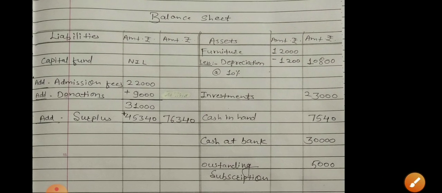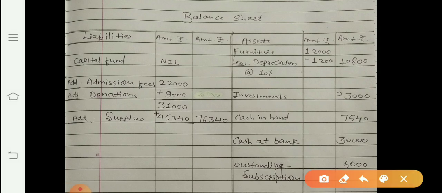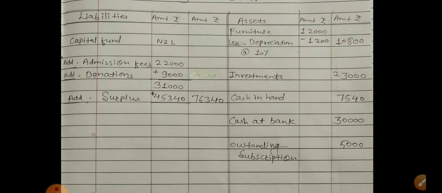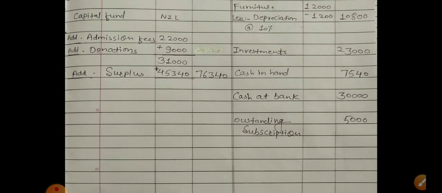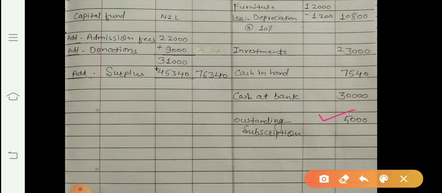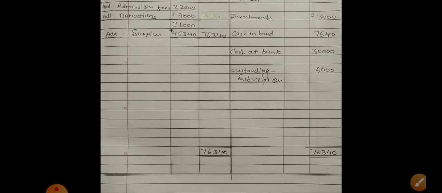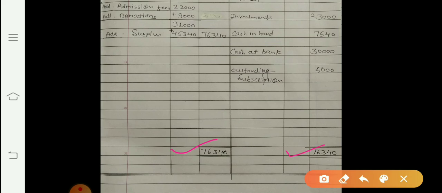Then on asset side, first item is furniture. We charge 10% depreciation. Remaining amount of furniture will be 10,800. Then next item is investments by rupees 23,000. Cash in hand 7,540. Cash at bank 30,000. And at last, as per the adjustment, we wrote second effect of subscription on asset side as outstanding subscription by rupees 5,000. At last we will have to do the total. It will get tallied by rupees 76,340. This is our solution of exercise number 8.